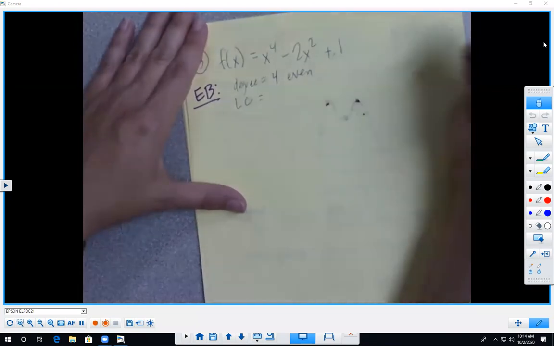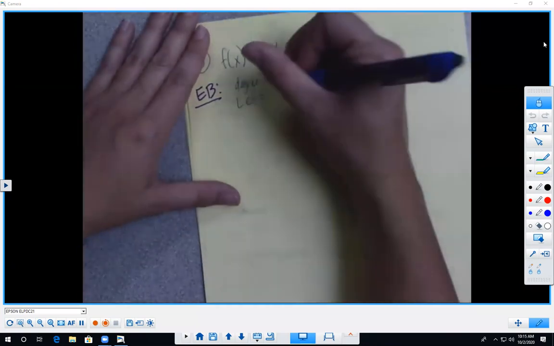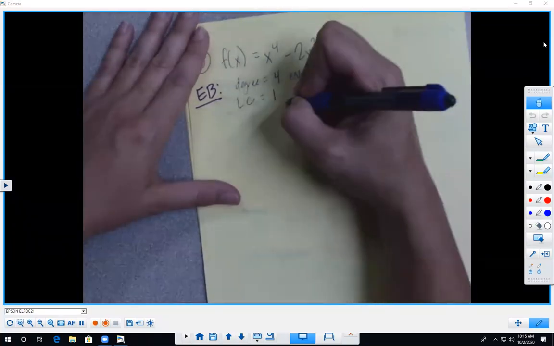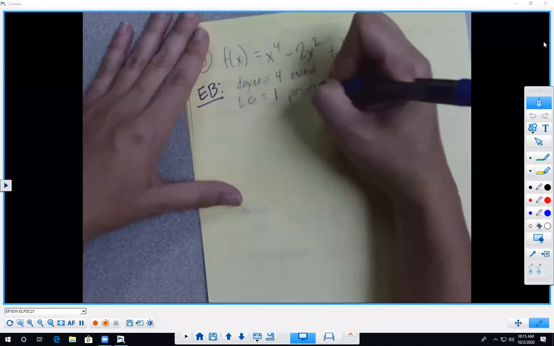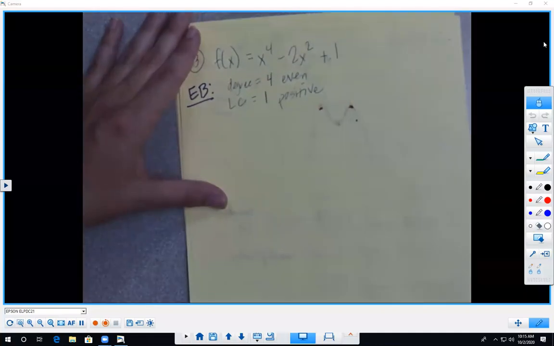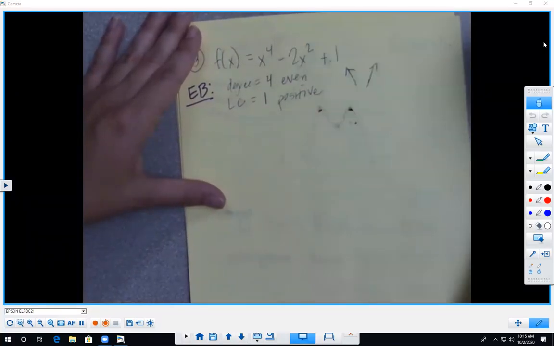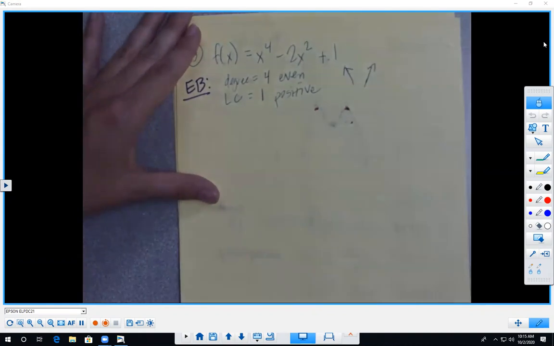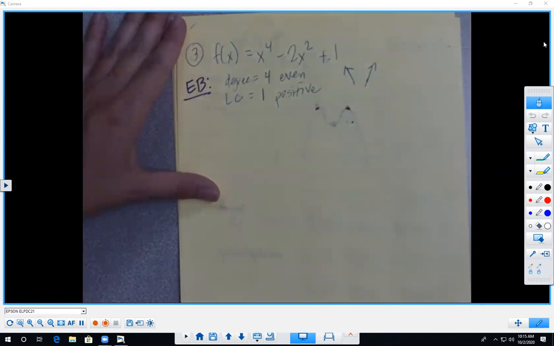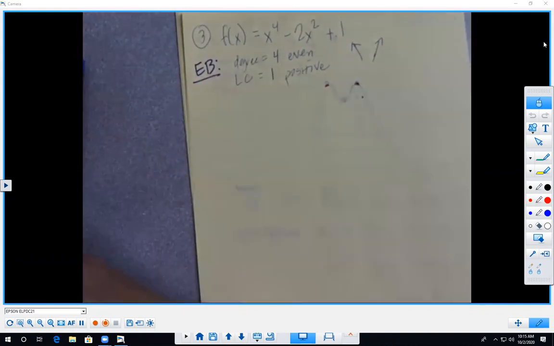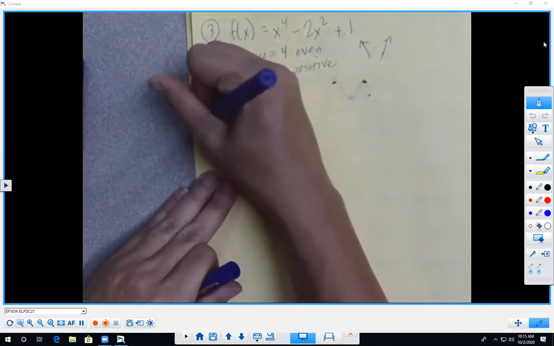What's your leading coefficient? 1. And is 1 a positive or negative number? Positive. So what does even positive end behavior look like? Both up. Okay, so our end behavior looks like this. Rises on the left, rises on the right. The next thing we need to do is find zeros, find x-intercepts, find roots, find solutions.